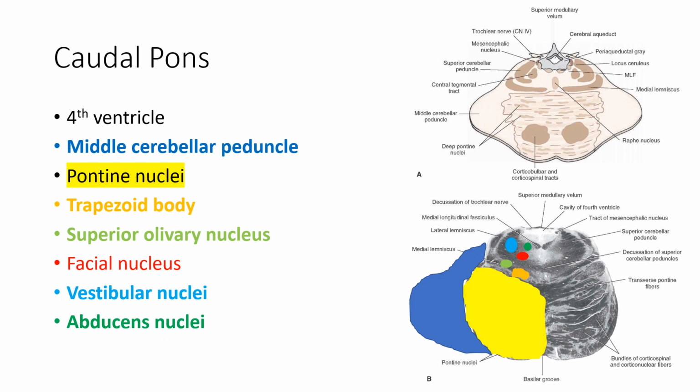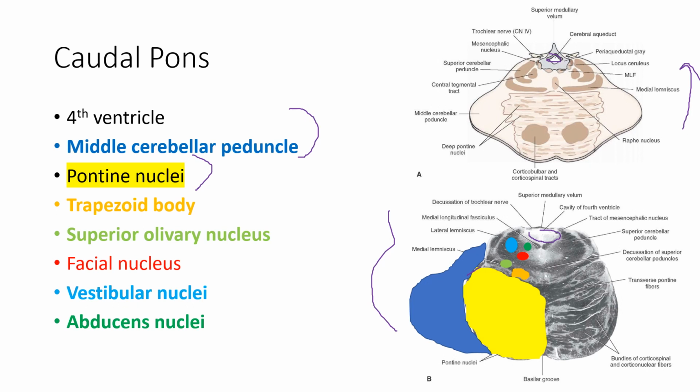Caudal pons, so caudal again meaning towards the tail. Big pontine nuclei in this yellow area here, and the middle cerebellar peduncle, the biggest one being the blue guy right there. We could see a little bit of the fourth ventricle. Here we're seeing it as cerebral aqueduct up here. This is a little higher up.